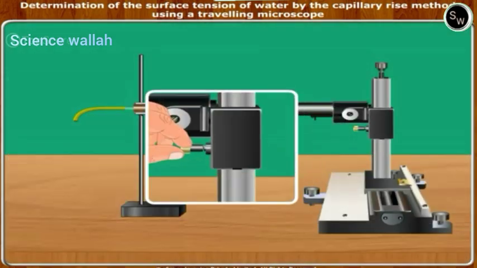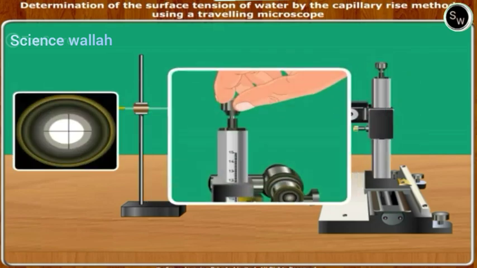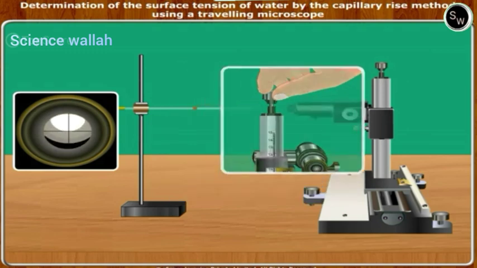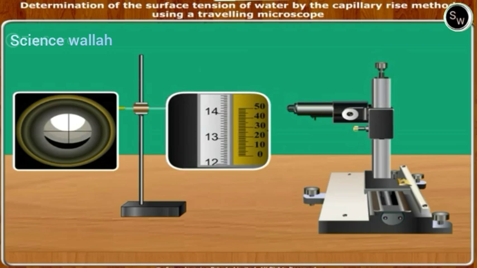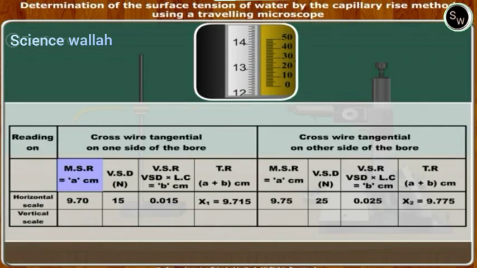Similarly, by fixing the wide adjustment screw of the vertical scale and using the minute adjustment screw of the vertical scale, make the horizontal crosswire tangential to the bore. Note the corresponding reading Y1. Main scale reading A is equal to 12.3 centimeter. N is 4. So B is equal to 4 into 0.001 is equal to 0.004 centimeter.